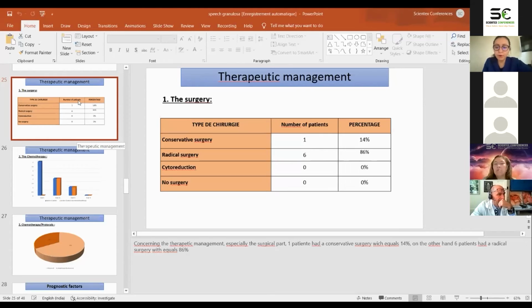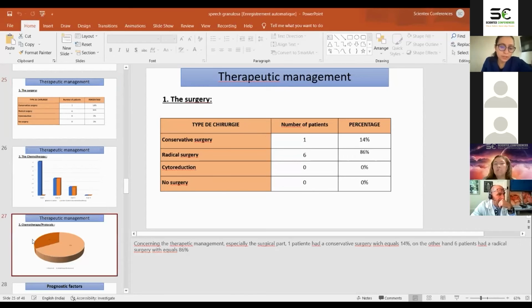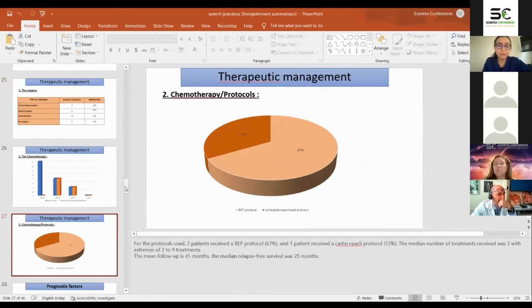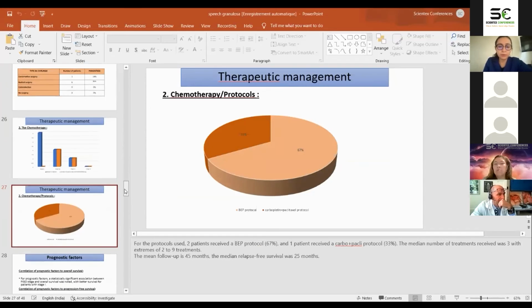The median number of treatments received was 3, with extremes of 2 to 9 treatments. The mean follow-up is 45 months. The median relapse-free survival was 25 months.